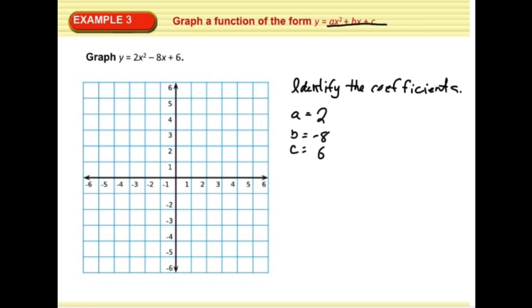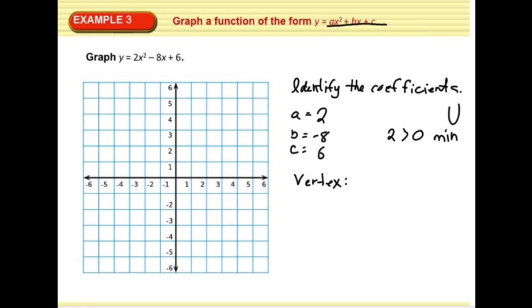Now I'm going to think about the vertex. Actually, first of all, does my graph open up or down? Well, A is 2. 2 is greater than 0. So my graph is going to have a minimum value, which means it's going to open upwards. So that's just good to know ahead of time. Before you start calculating, you kind of want to know what direction your graph goes in.